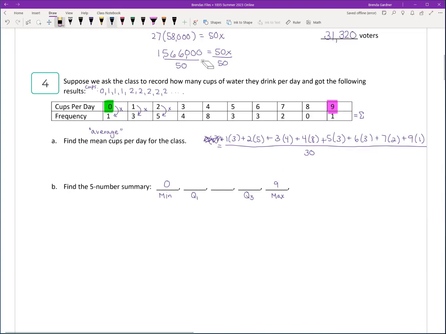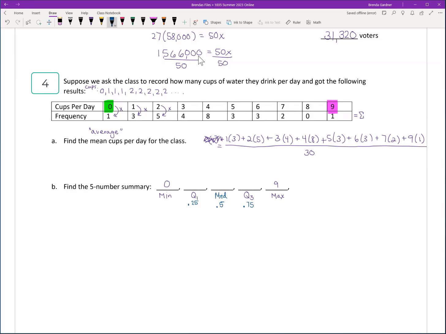Now, to find Q1 and Q3 and also the median. So Q1, think about Q as in quarter. So the first quarter would be 0.25. If you think of a quarter, it's 25 cents. If you think of the third quarter, or 3 quarters, it's 75 cents. And the middle of those two, or the median, is half.